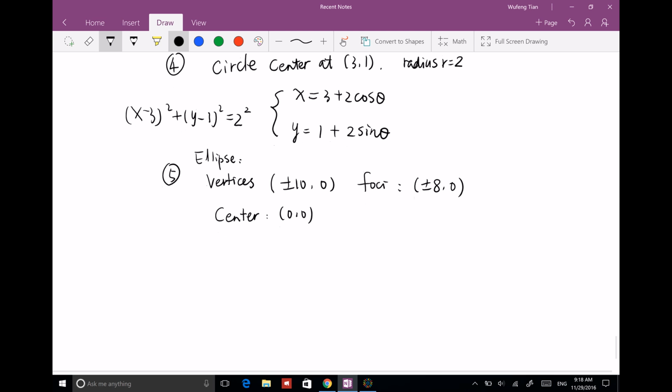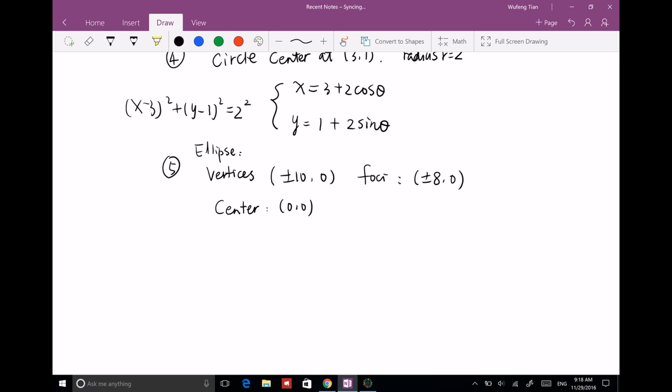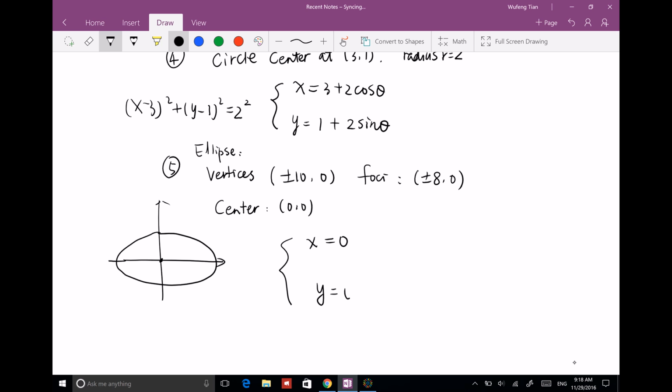Okay, so this one, I'm going to do together with you. So first we have vertices at positive, negative 10. We draw the picture. Center at 0, 0. So x starts from 0, y starts from 0. Then the vertices are 10, 0 and negative 10, 0. And the foci are 8, 0 and negative 8, 0.